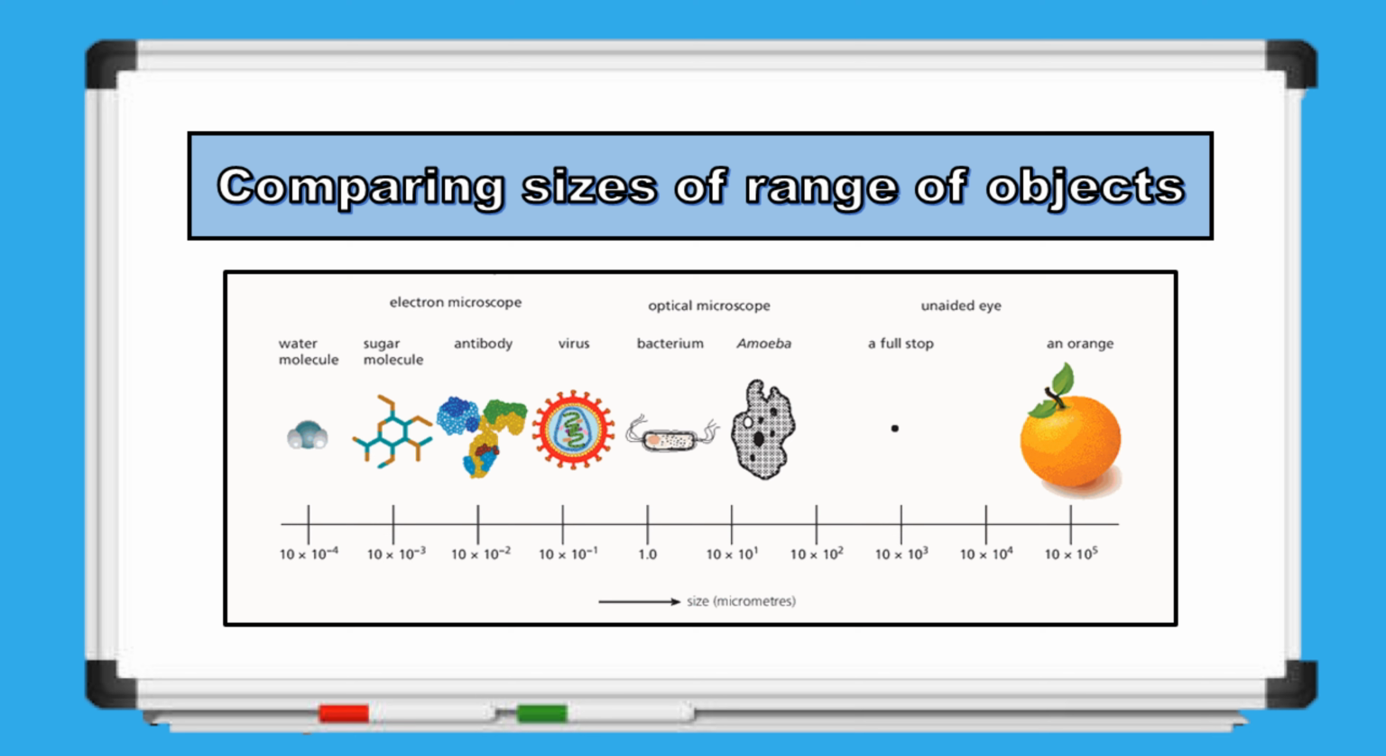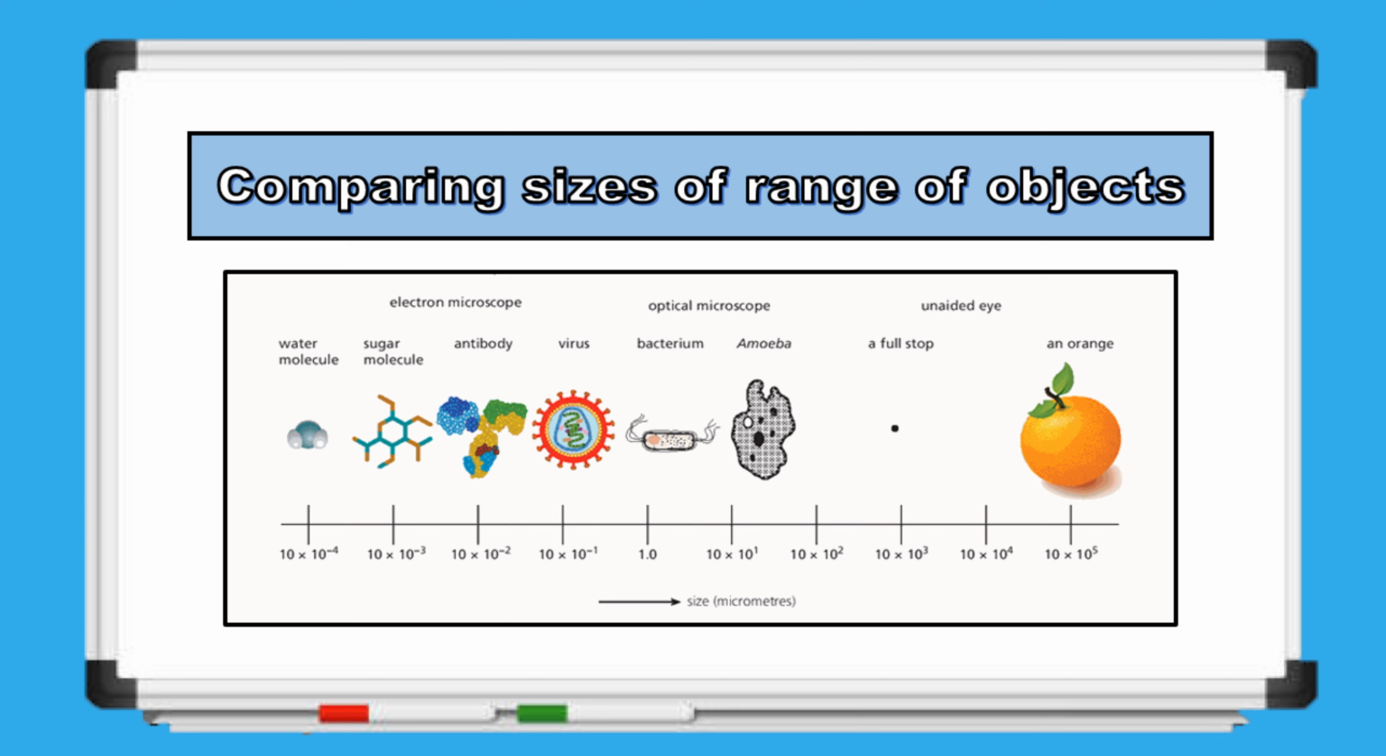A horizontal scale is used, with measurements in micrometers increasing from left to right. Objects are placed along the scale based on their approximate size, and the scale is divided into sections, each labeled with the type of microscope needed to observe objects within that range. On the microscopic end, we start with very small entities like water and sugar molecules, followed by larger biological structures such as antibodies, viruses, and bacteria, all of which require a microscope to be seen. As we move along the scale, we encounter amoebas, single-celled organisms visible with a light microscope. On the macroscopic side, objects like a period, full stop, or an orange are large enough to be seen with the naked eye.